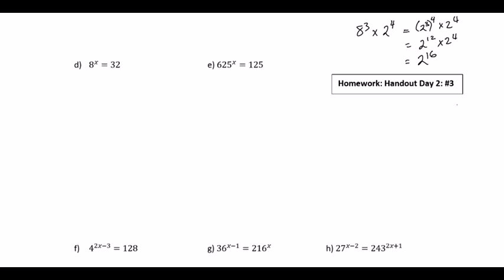Now imagine I give you an equation where both sides of our equation don't have a nice base. Remember, our base numbers are 2, 3, 5, 7, and 10.